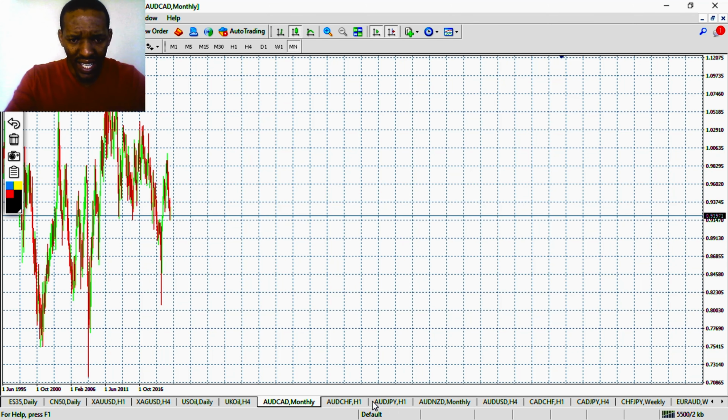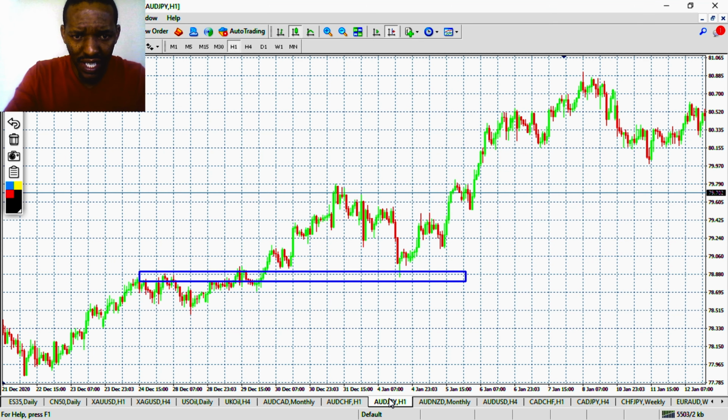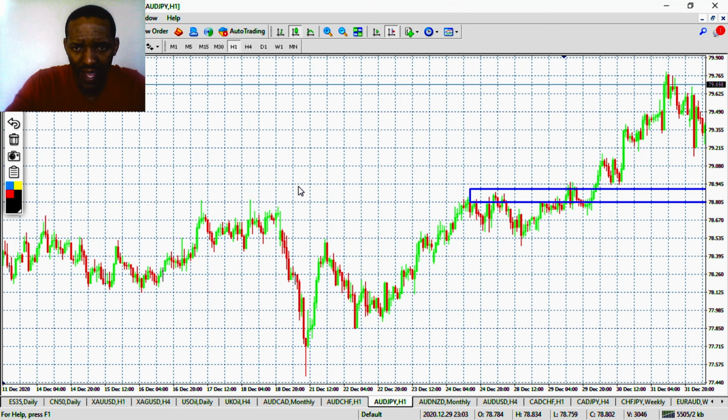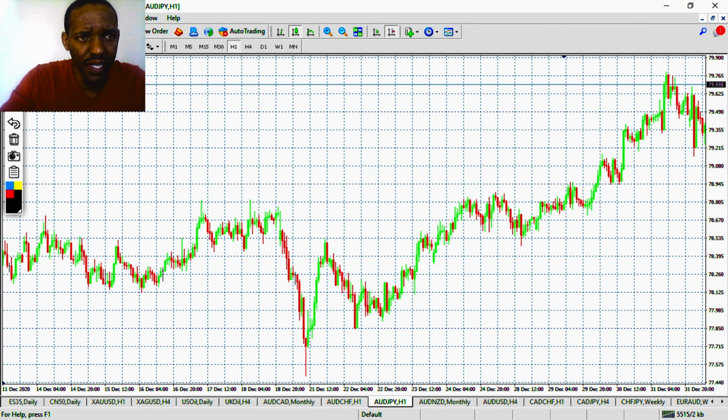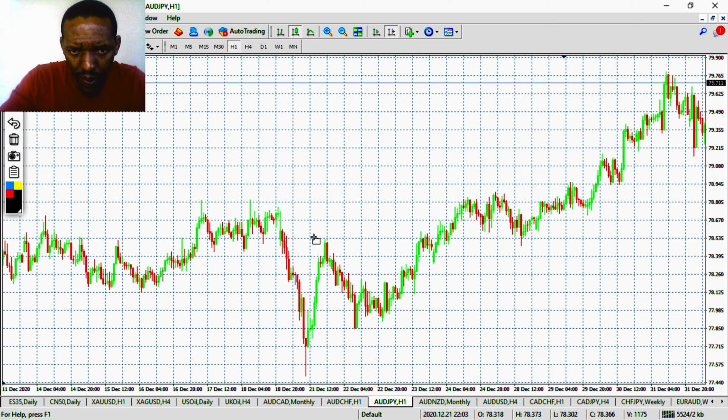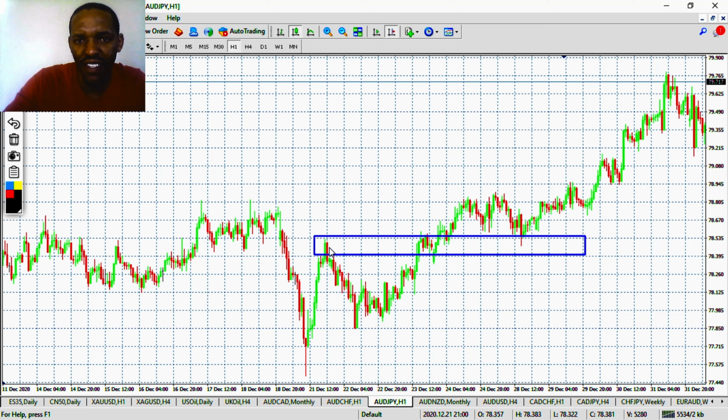The second one that we have here is a medium pullback. A medium pullback is this one right here. Let's identify it first. How we want to trade a medium pullback is that we want it to come to our previous high, and that's exactly what this one did.